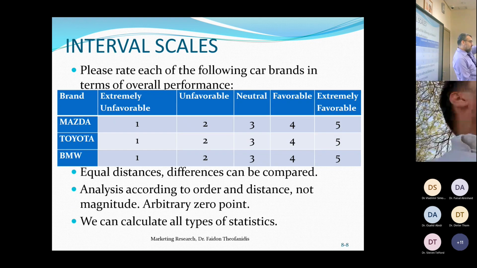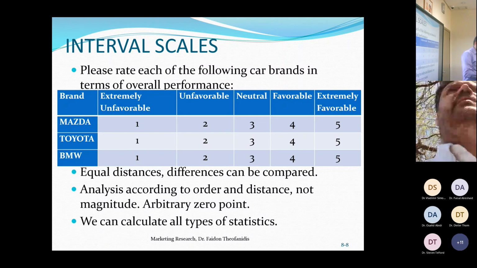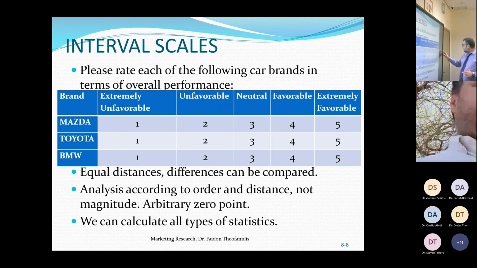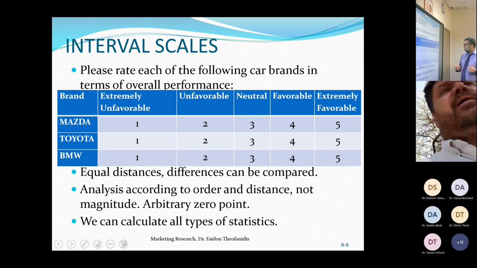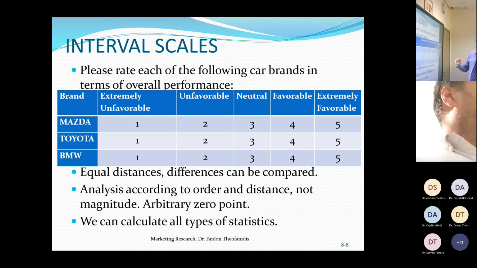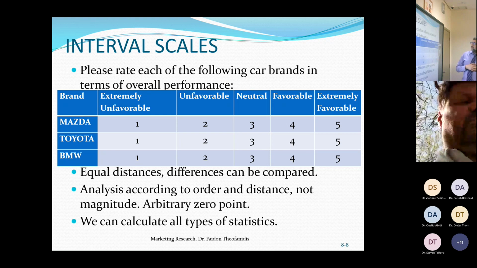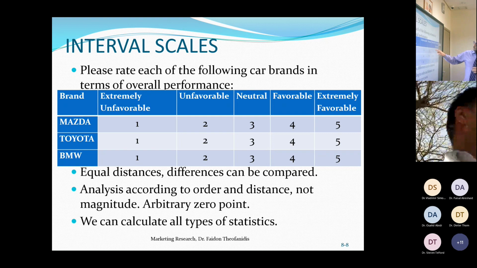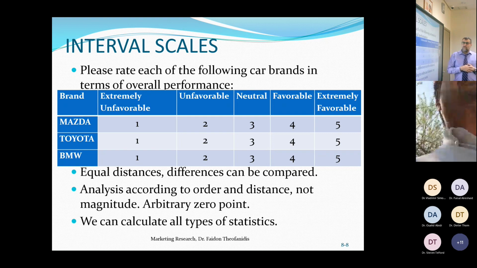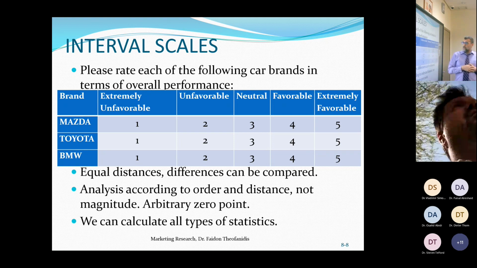Ranking is totally different from rating. When you rank, you put things in a hierarchical order. When you rate, you allocate points. So, let's suppose, just to be consistent with our previous example, one consumer settled on BMW with a 5, which is extremely favorable. Another consumer selected 4 for Mazda, and another consumer selected number 2 for Toyota.